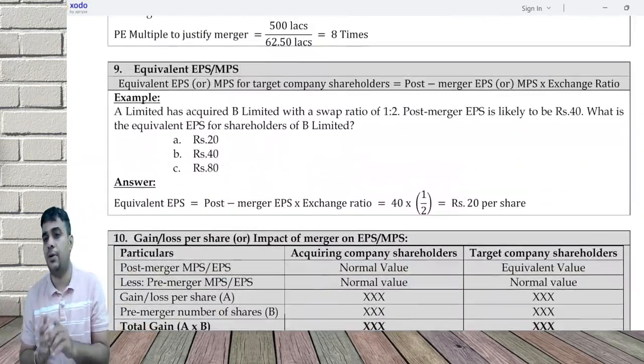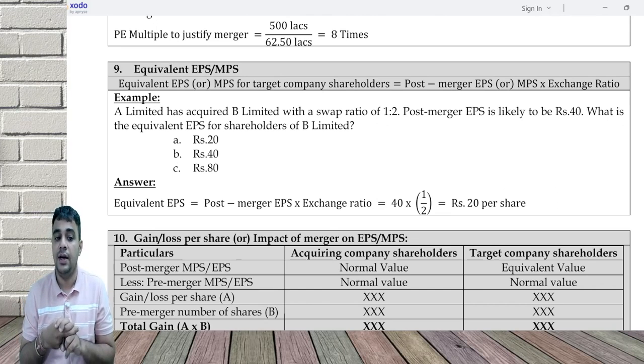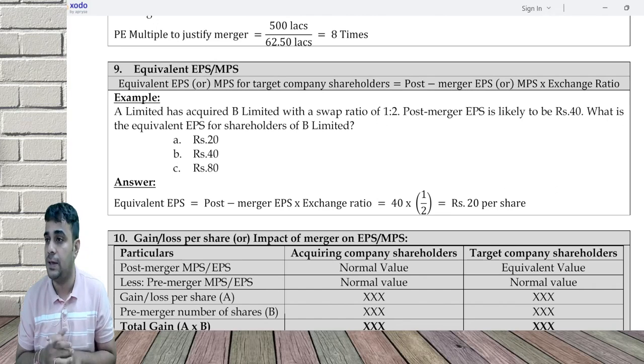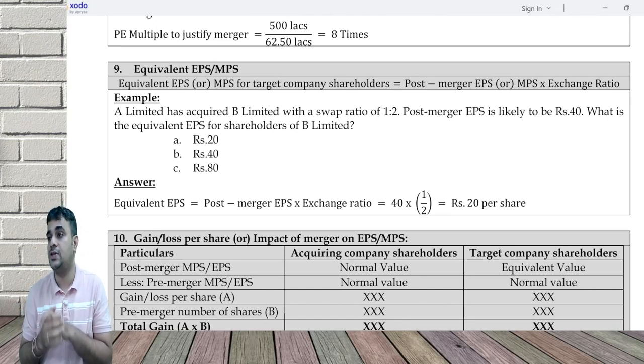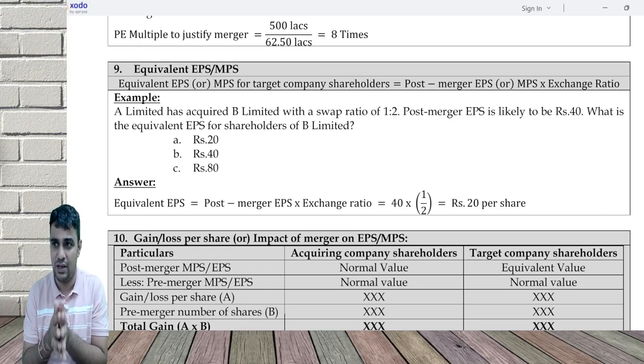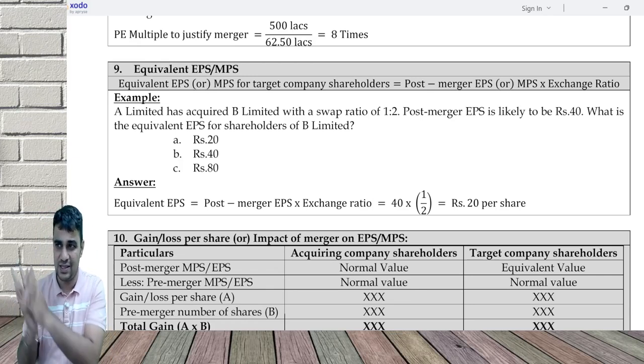This is concept 9. Concept 1 is done, concept 9 is done. Equivalent EPS or MPS of target company is equal to post merger EPS or MPS into exchange ratio, whichever way you want to do it. No need to get to the concept book. Wherever I tell you, please open the book, and at that time you see it.